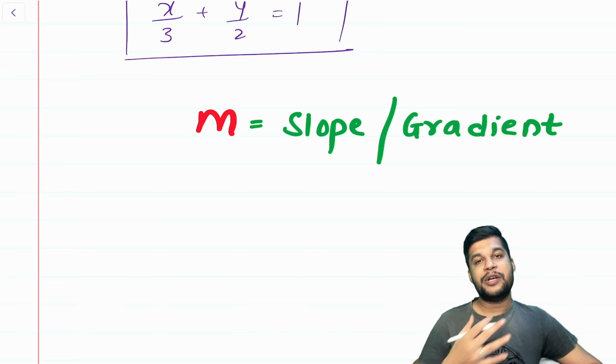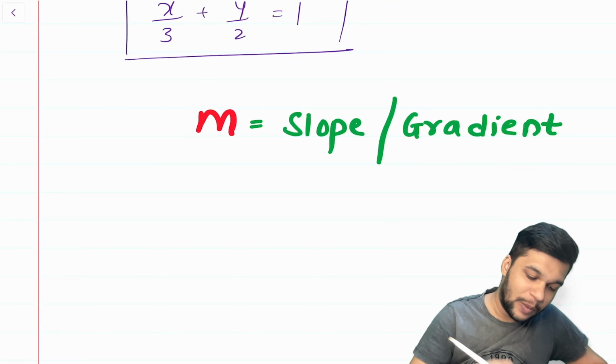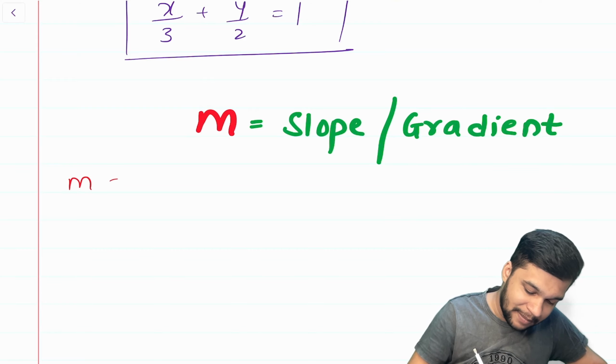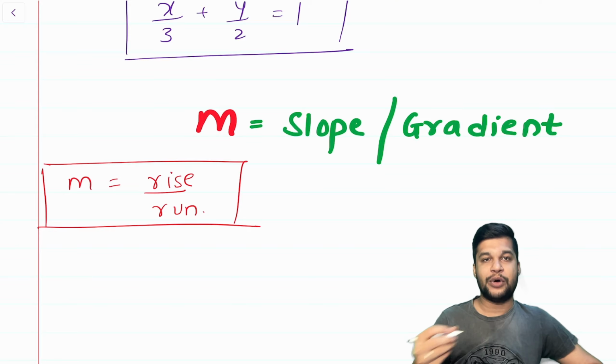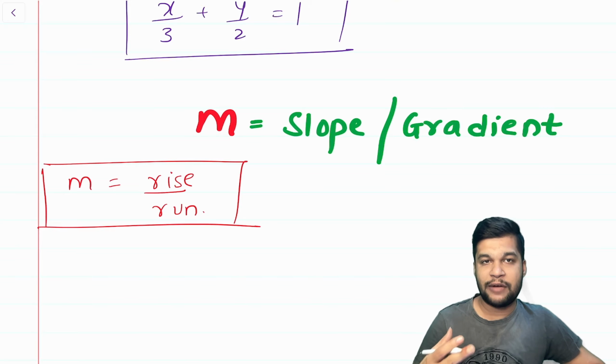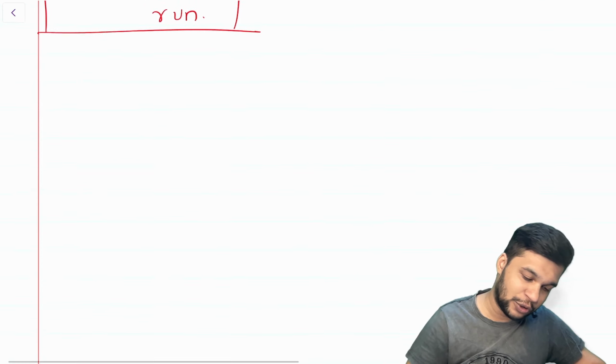Okay, now the question is, how do we find it? So always remember, the slope m is nothing but rise over run. It is rise over run. Very, very important. Now let us derive the formula for the slope.